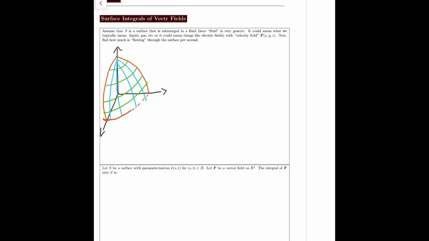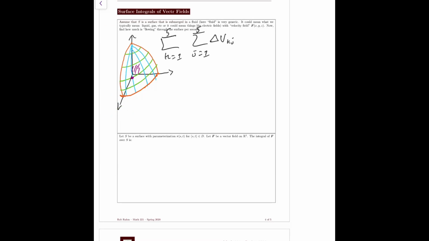Okay, and now what I won't draw is the velocity vector field. So there's some velocity vector field that is defined on R3, and we want to know how much is flowing through this surface per second. Okay, so how much water is flowing through this surface per second? It's given by this sum right here. So delta V_kj represents the amount of fluid flowing through each patch per second. And so now we're going to use various approximations to see how we can approximate this, and then we'll take a limit to get an integral.